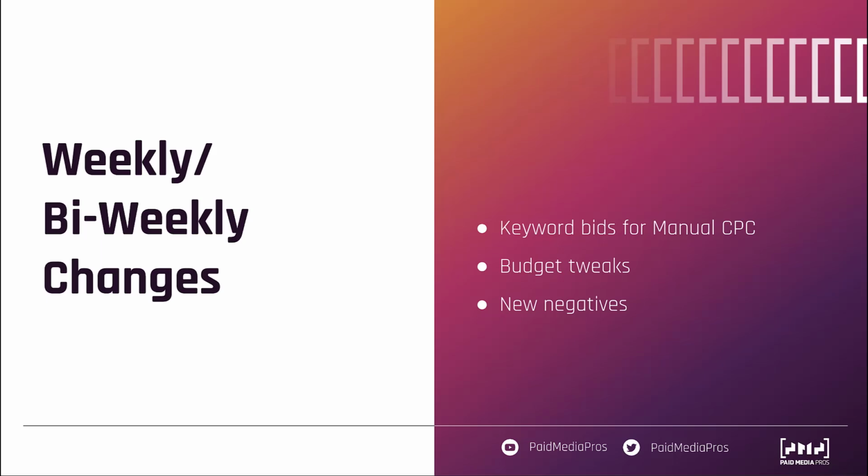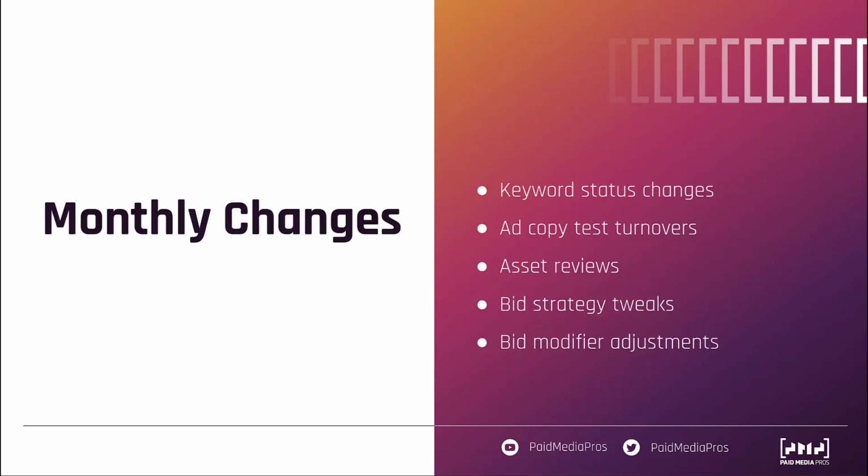Huge changes can cause big impacts on performance. So unless you're starting a specific test, it might make sense to make more incremental changes on your way to what you want to eventually get to. On a monthly basis, we're looking for more of those keyword status changes. You've probably had enough volume to decide if you want to turn something on or turn it off. So those types of changes are usually less frequent than the different bid and budget adjustments.